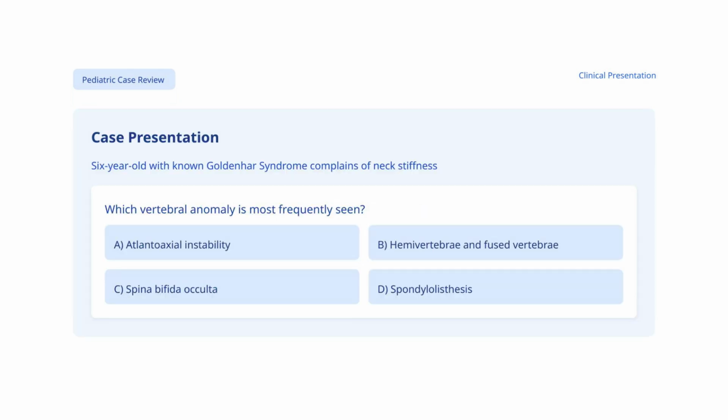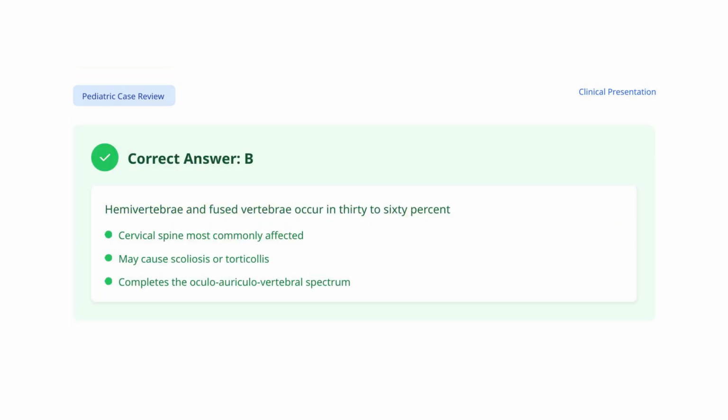A 6-year-old child with known Goldenhar syndrome complains of neck stiffness. The question asks, which vertebral anomaly is most frequently seen in this condition? Option A, atlantoaxial instability. Option B, hemivertebrae and fused vertebrae. Option C, spina bifida occulta. Option D, spondylolisthesis. Think about the spectrum designation. The correct answer is B.